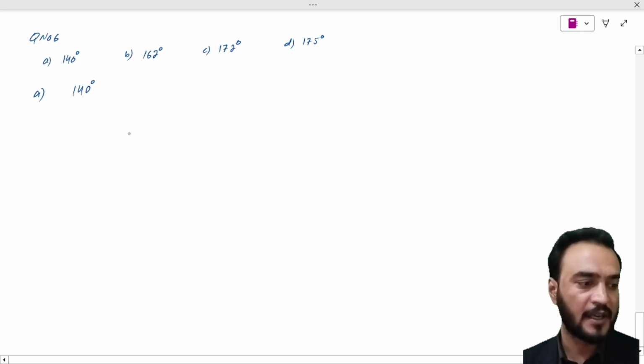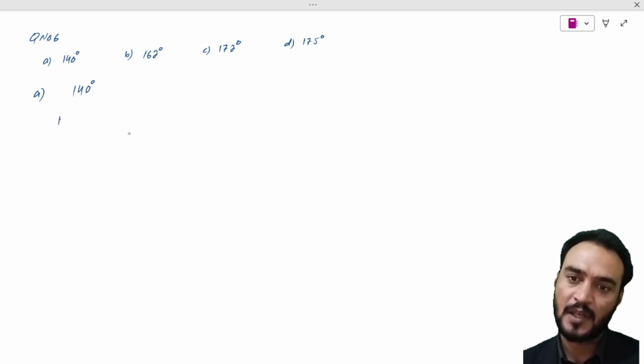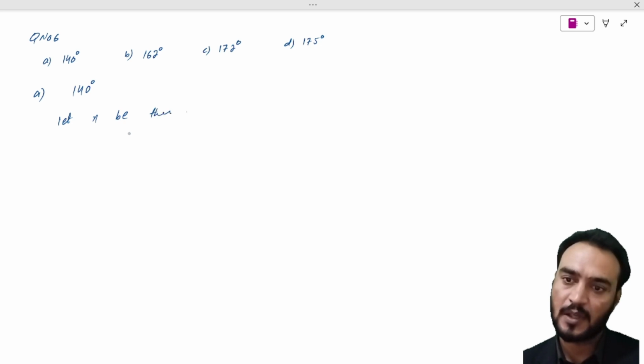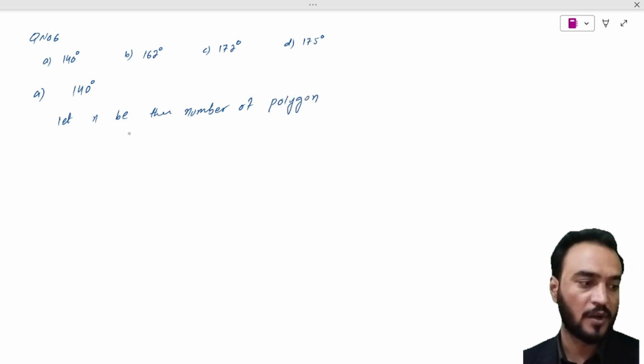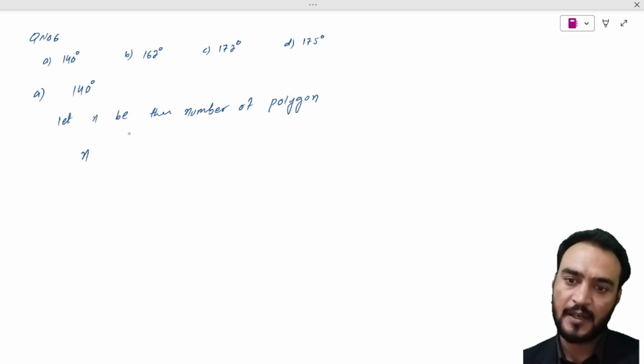So if each interior angle is given, let n be the number of sides of the polygon. The number of sides n will be equal to the sum of interior angles, which is (n minus 2) times 180 degrees, divided by 140.